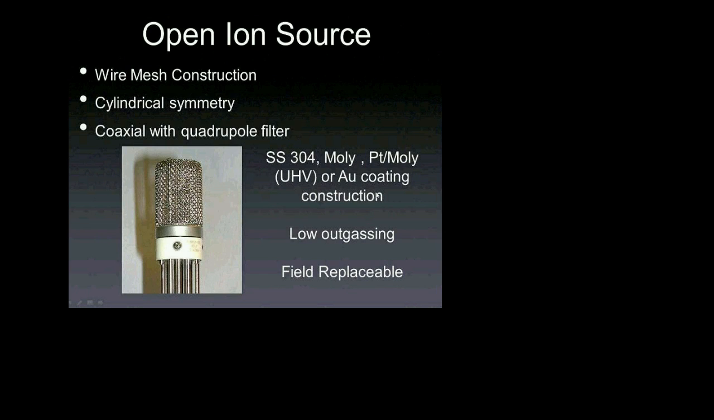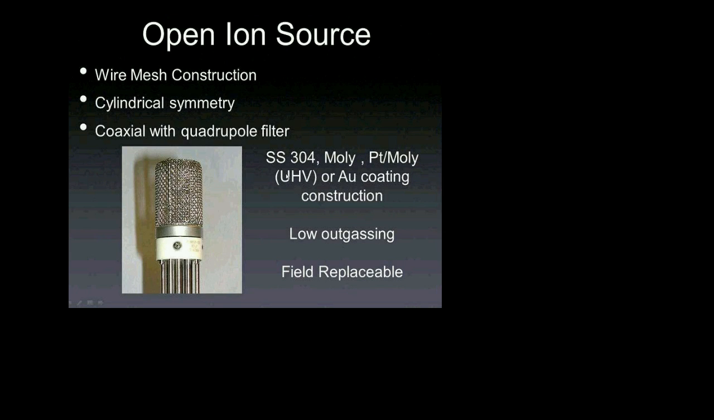The construction material is something you have to pay a lot of attention to. Most residual gas analyzers are made out of stainless steel. When I made mine, I used stainless steel 304, and that's perfectly fine with one caveat: stainless steel 304 will outgas a lot of hydrogen. So if you're going to be doing a lot of hydrogen analysis, stainless steel 304 will not be your first choice. In that case, talk to the vendor and ask them if they have either a moly or a platinum-clad moly ionizer.